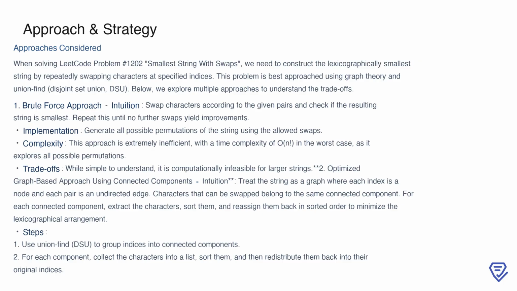Using this graph representation, we can group nodes into connected components. Within each connected component, characters can be freely swapped. By sorting the characters in each component and placing them back in their original positions, we ensure the smallest lexicographical order for that group. The process of grouping indices is efficiently handled using union find, also known as disjoint set union, DSU. This optimized graph-based approach is both efficient and well-suited for the problem's constraints.